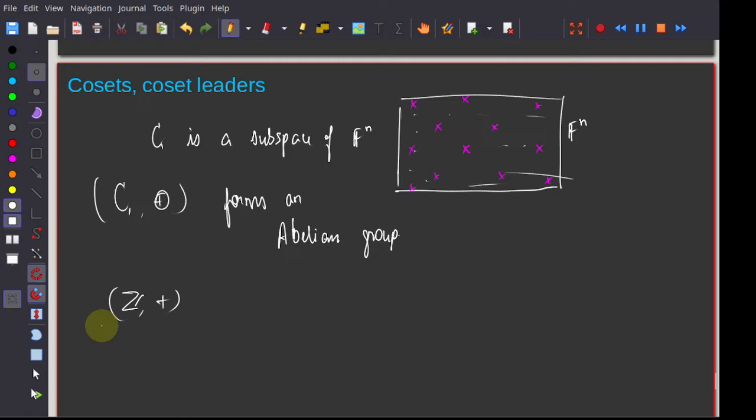Now think about a subgroup of this. Let us take the set of all, let's say, even integers. So 0, plus 2, minus 2, plus 4, minus 4, plus 6, minus 6 and so on. Does this form a group?